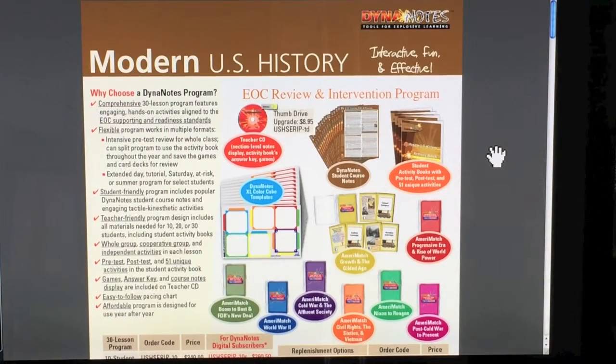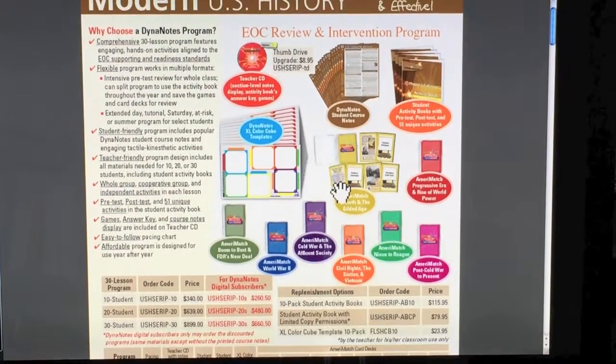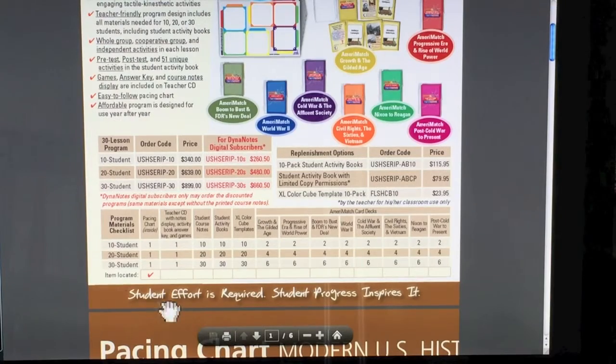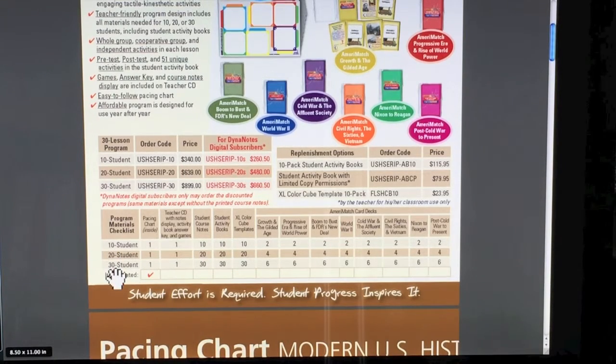As mentioned in the introductory videos, one of the things that you get in a pacing chart is an image and a name of each of the items that comes in the program. If you come to the program materials checklist, let's say you got a 30 student version, you can see that you should have one pacing chart, one teacher CD, 30 student course notes, 30 activity books, 30 color cubes, and 6 of each of the 8 Amerimatch card decks. You can put a check in this box on your printed program to make sure you've got everything and you've identified everything correctly.